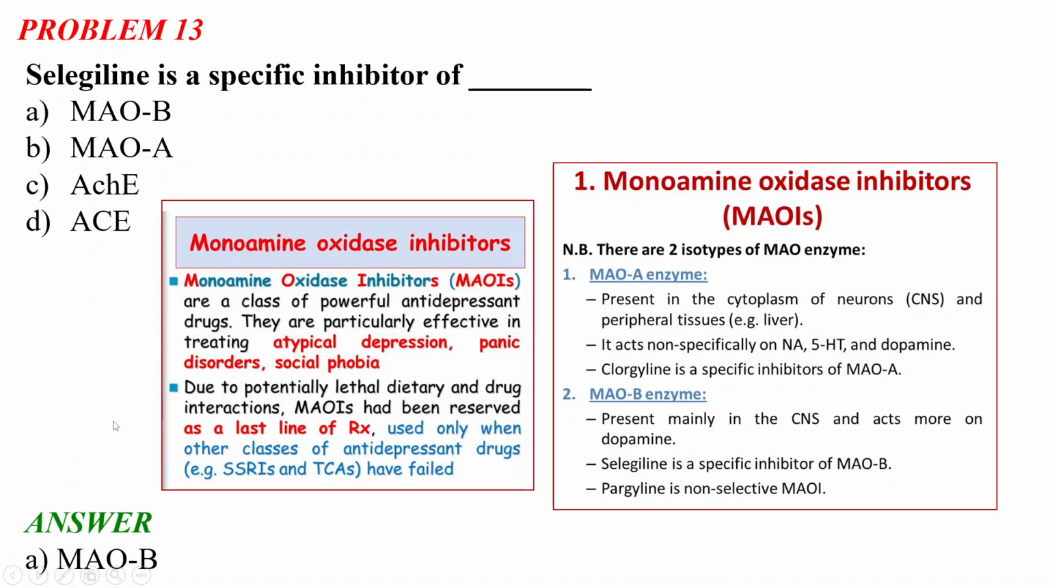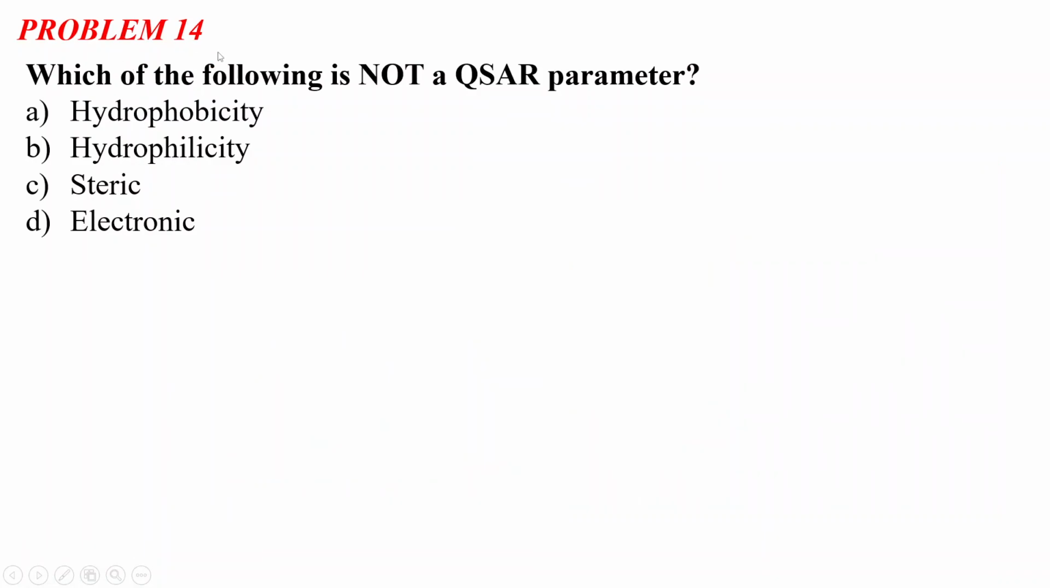So, now I will move toward our next question. Problem number 14 says, which of the following is not a QSAR parameter? Option A, hydrophobicity; option B, hydrophilicity; option C, steric; and option D, electronic. So, what is QSAR? QSAR is the quantitative structure-activity relationship, which is one aspect of drug discovery, and it falls in computational drug discovery. There are various parameters by which QSAR is judged, and the one which is not a QSAR parameter is option B, hydrophilicity.